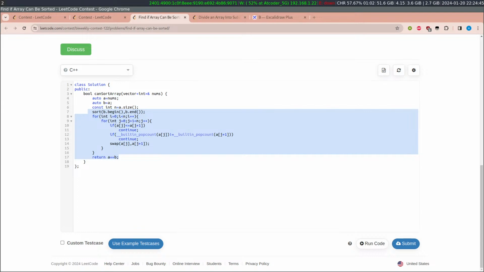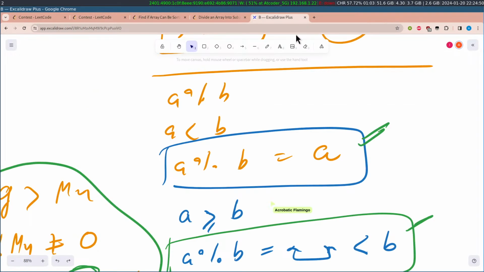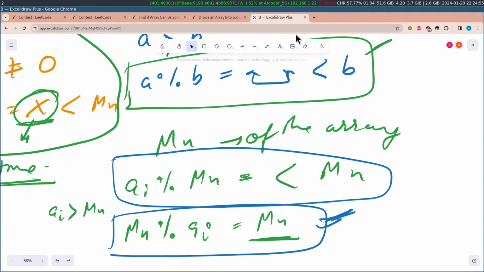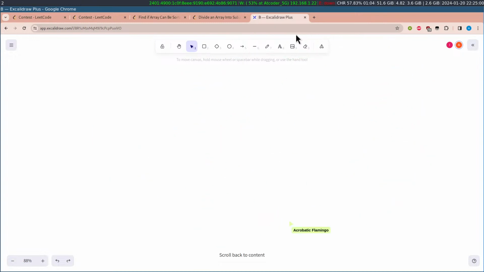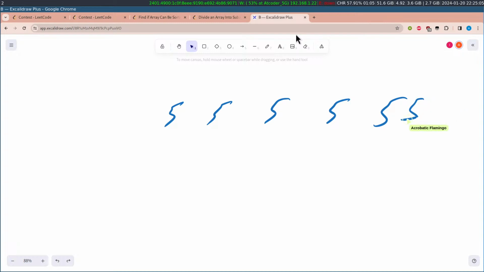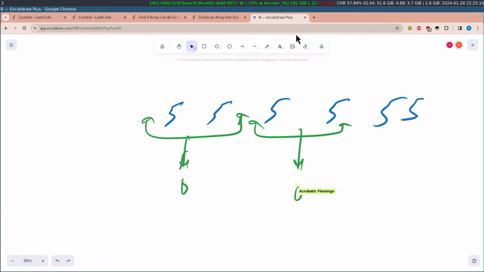Why ceil? So let's say you have an array like this: 5, 5, 5, 5, 5. Now you can choose these two values to make a 0. You can choose these two values to make a 0. You can choose these two to make a 0. So if there are 6 elements, you can make 3.